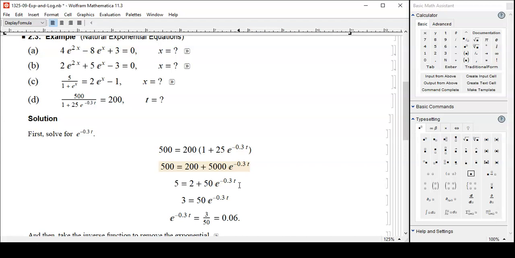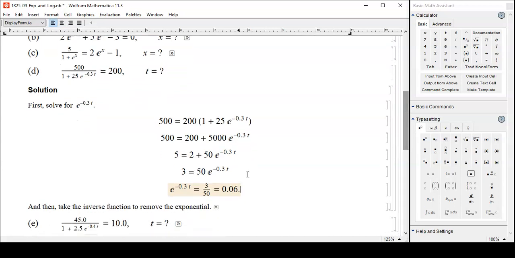I could have done other things, but there are too many zeros, so I simplified. Removed 2 zeros by dividing everything by 100. And then flip it over and solve. Then solve 3 over 50, 0.06. That's not the answer. That's the exponential, which is 0.06.